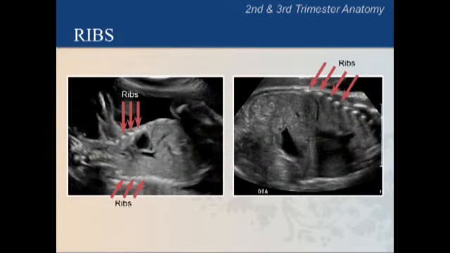These views of the chest show small hyperechoic echogenic structures. These are ribs, which are made of bone. Please also notice the heart and stomach.